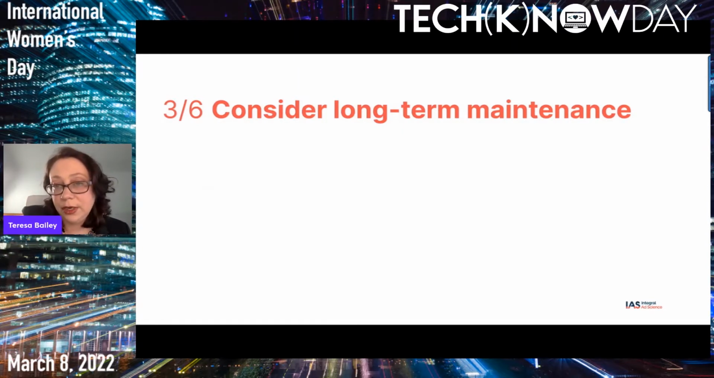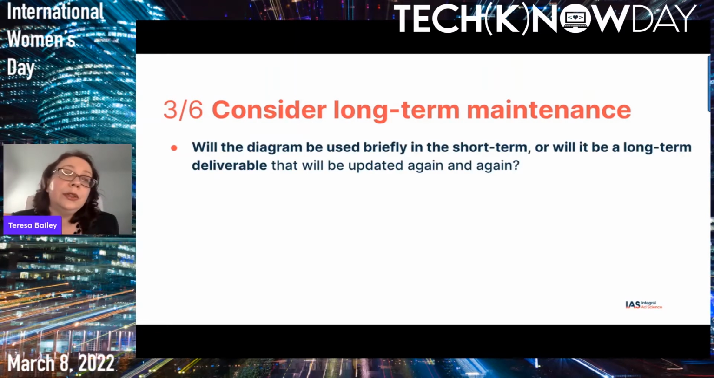Okay, now another thing I want you to think about is long-term maintenance. So again, this can be quick, but is it going to be used short-term? Is this a diagram that's going to be used for a few days and never looked at again? Or more usually, it's a long-term deliverable. And this could mean either it's a flow like the one we're going to look at, that over several months could get updated 4, 5, 6 times as the project changes and the requirements change. Or it could be something from HR or another department that you update quarterly or yearly.